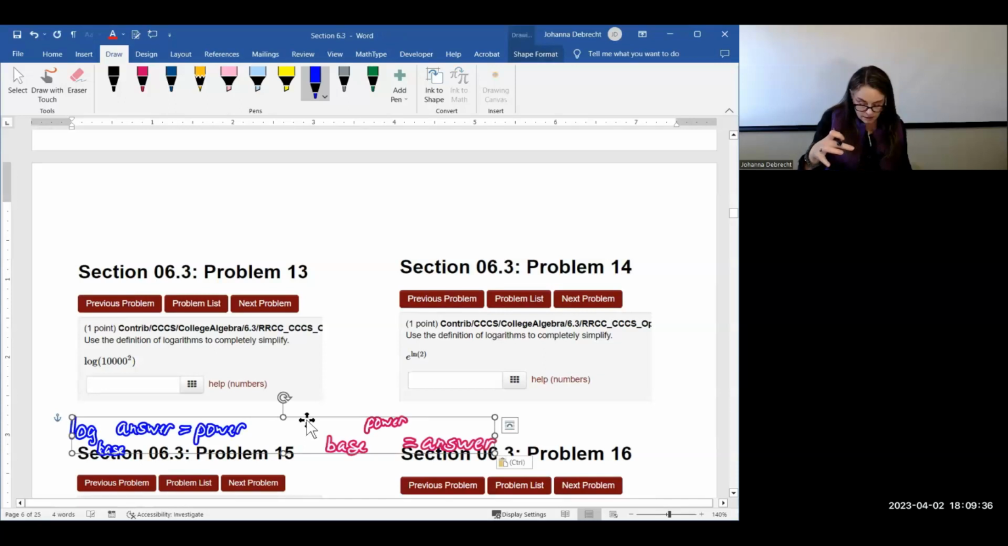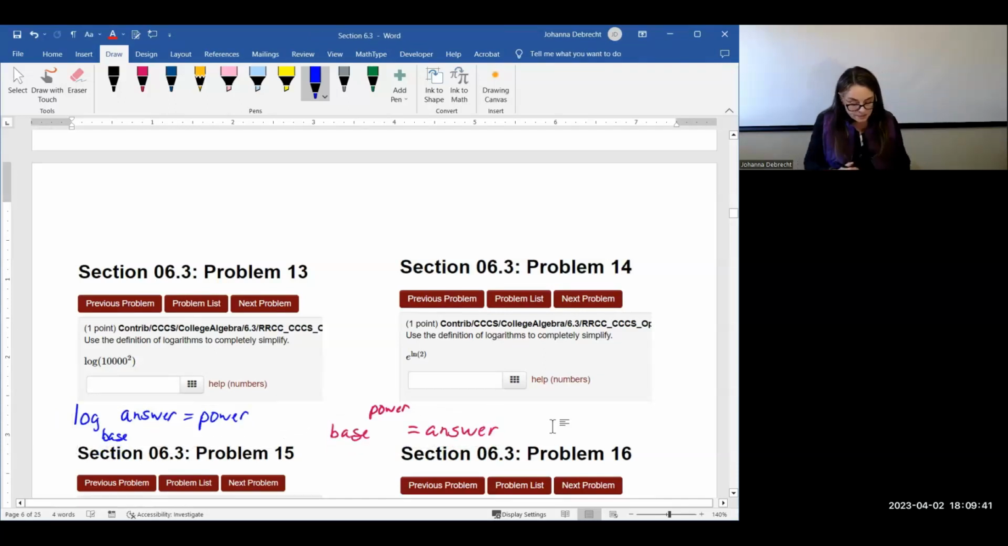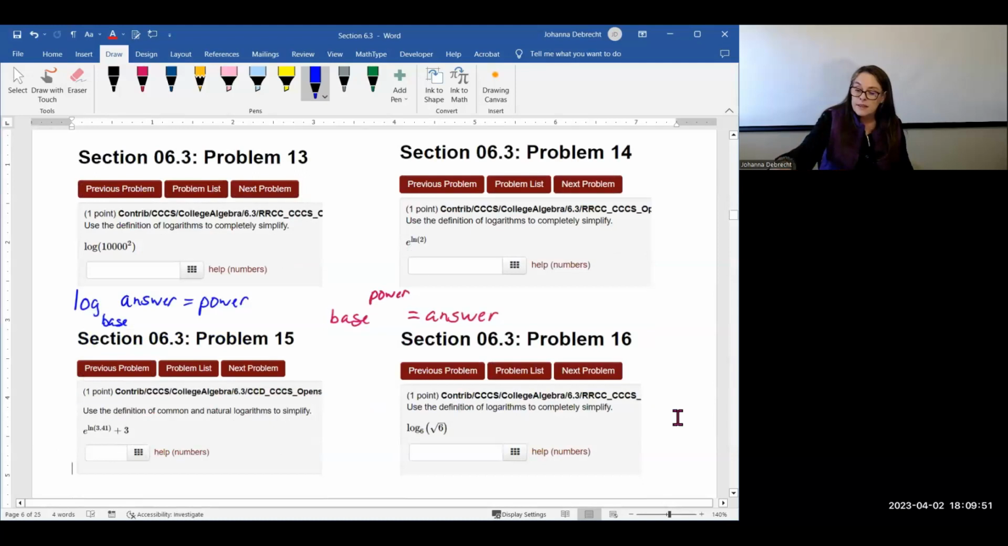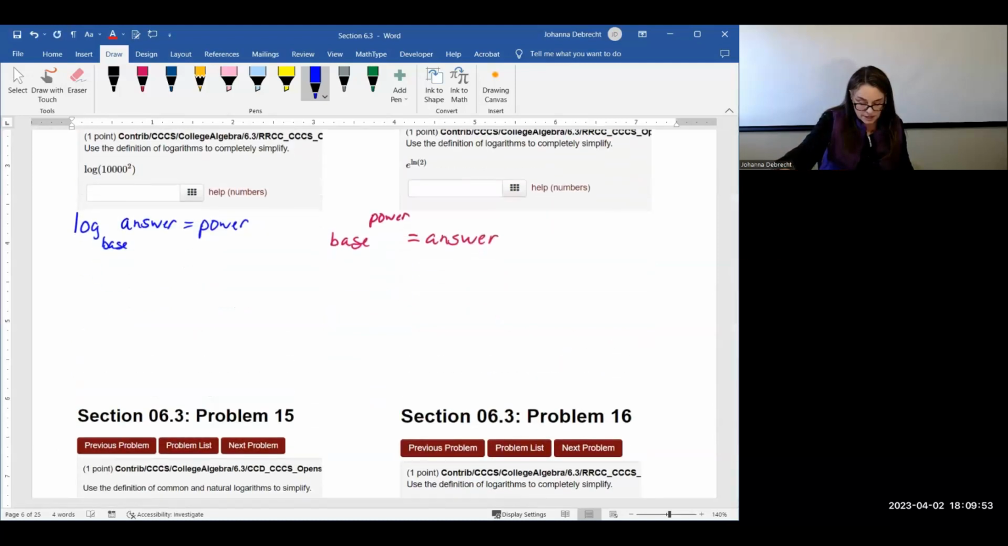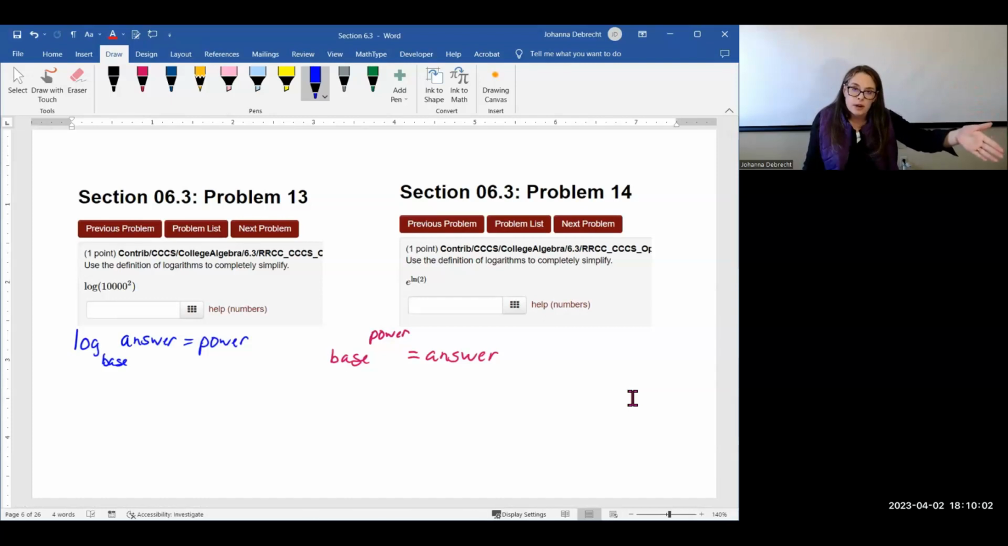So we'll get our helpful device in here in between these two. Now this one says, use the definition of logarithms to completely simplify. So for this one, we may need a little bit more space than I allowed. So I'm going to move this down a little bit so that we have some space. Now, what does this mean, evaluate? Well, when they say evaluate, they're looking for a number answer.